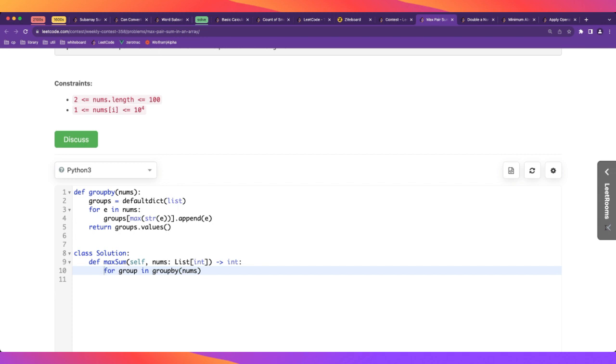So it's easy to see that for each group, we don't have to try all the pairs. We know that since we want the maximum sum, if the group has only one element, then there's obviously no pair. So we can check that: the length of the group needs to be greater than 1.